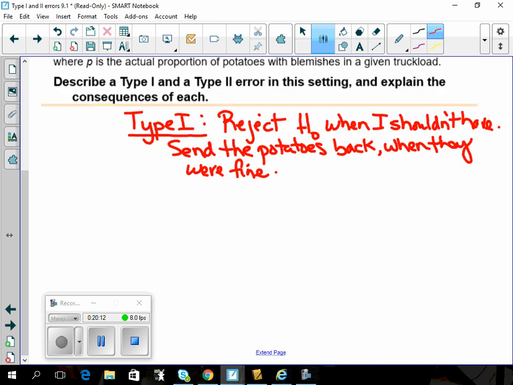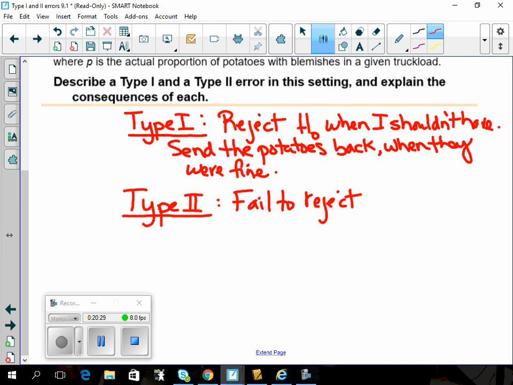All right, let's talk about a type 2 error. And a type 2 error, without context, look at your chart, what's actually happening. It's when you fail to reject the null when I should not have, okay?